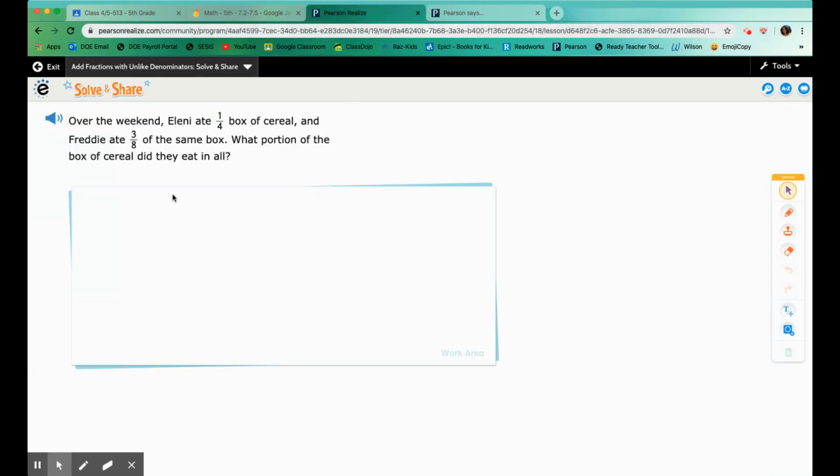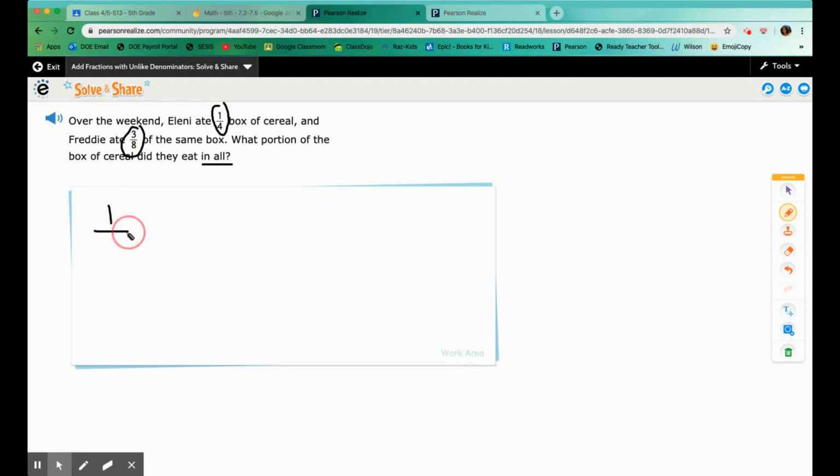Here's an example from the math assignment. Over the weekend, Eleni ate one fourth box of cereal. And Freddie ate 3/8 of the same box. What portion of the box of cereal did they eat in all? So what we're doing is we are adding the two fractions, right?